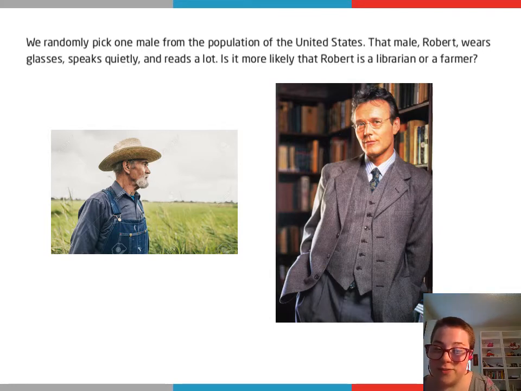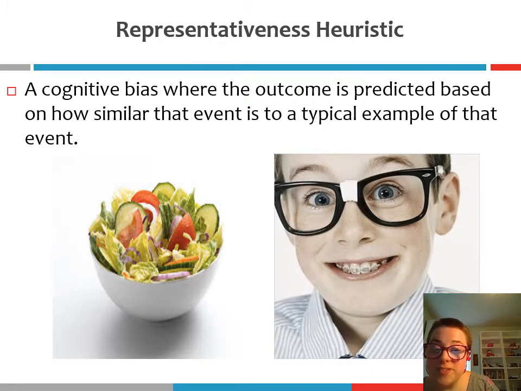Okay, so what is this question illustrating about heuristics or biases in decision making? So this particular question is referencing something called the representativeness heuristic. And it's essentially a cognitive bias where the outcome is predicted based on how similar a particular example of something is to a typical example of that category, right?